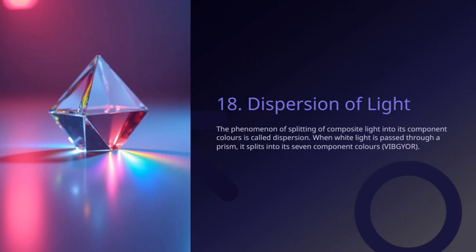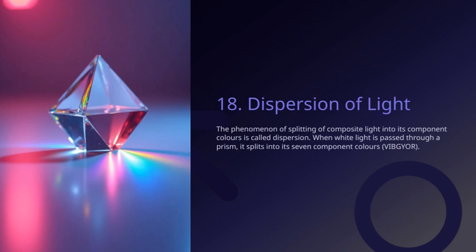Today, we're going to explore an interesting phenomenon called dispersion of light. Essentially, dispersion occurs when a composite light, like white light, splits into its individual colors. Now, when white light passes through a prism, it doesn't just bend or refract randomly. Instead, it separates into 7 distinct colors. These colors are often remembered by the acronym VIBGYOR: violet, indigo, blue, green, yellow, orange, and red.